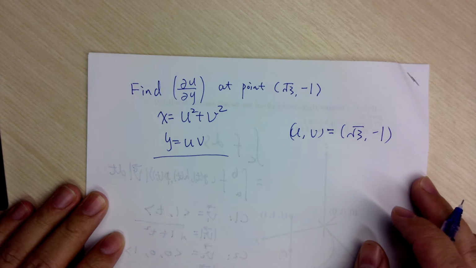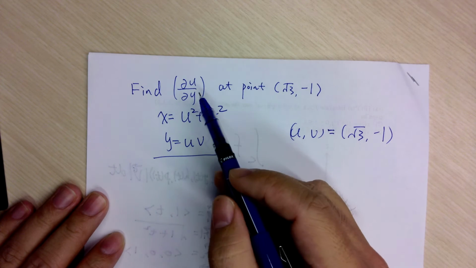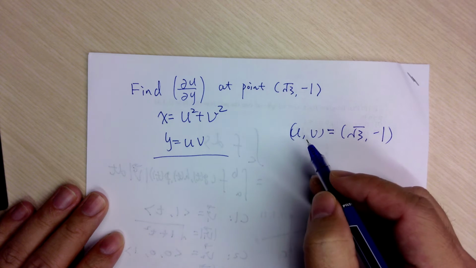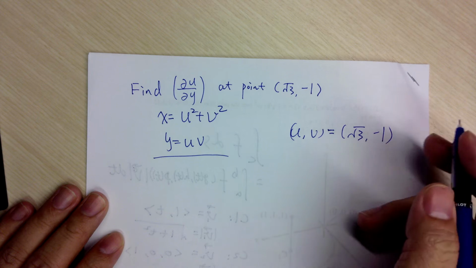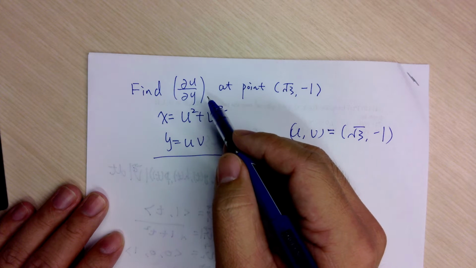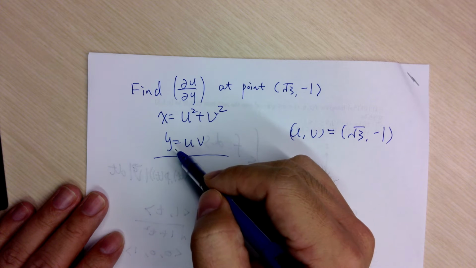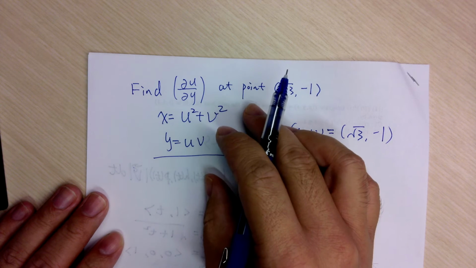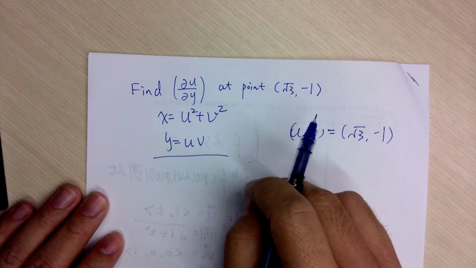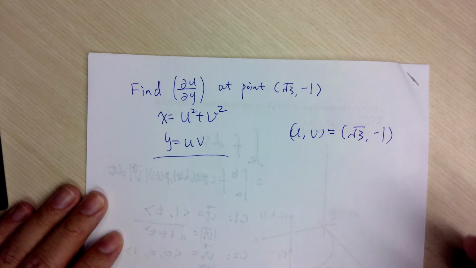Okay, so look at this problem. It asks us to figure out the partial u, partial y at a given point. So this point actually is in terms of u and v, okay? So if this is the case, as you can see that x and y are going to be treated in terms of the independent variable. U and v are going to be the corresponding dependent ones.